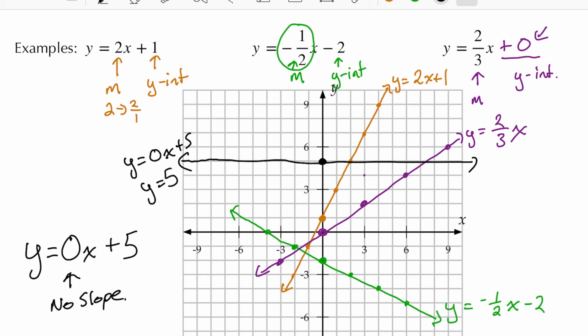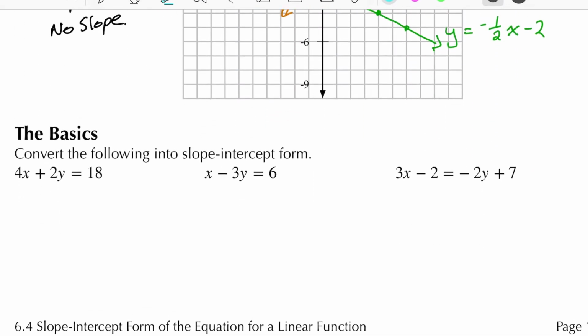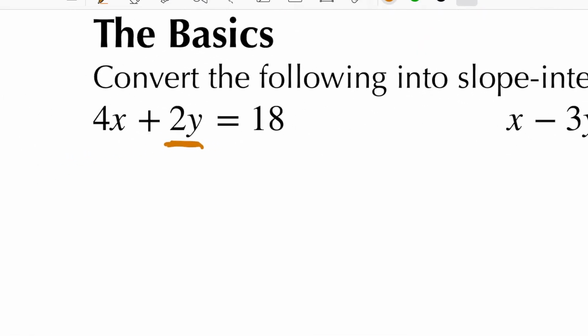All right, so you should be able to take a function in the form y equals mx plus b and graph it quickly and easily. Now, we're going to take these three and we're going to convert them into slope-intercept form. When we're converting functions into slope-intercept form, that means we need to isolate y. So let's look at the first one, and our goal is to isolate y.